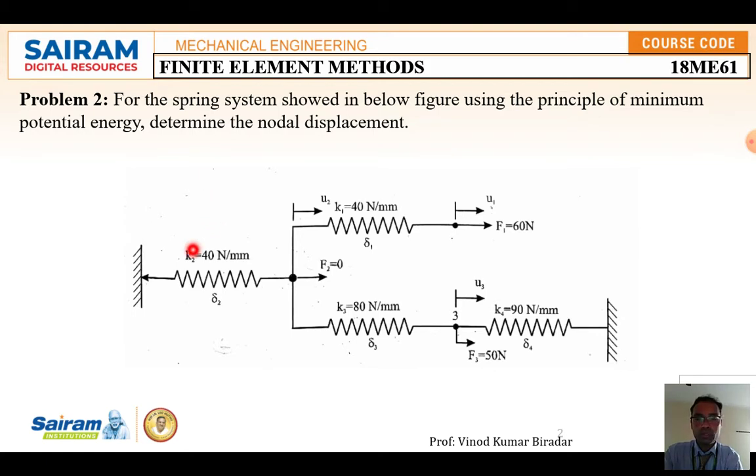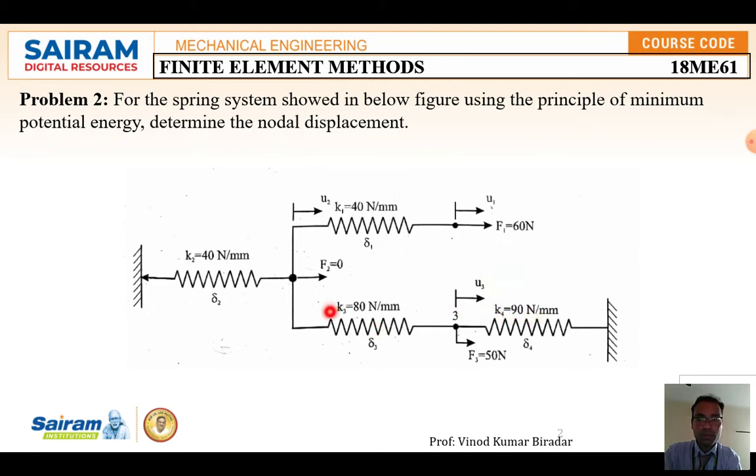Look here, first you observe the diagram. How many springs are there? Here 4 springs are there, that is k1, k2, k3 and k4. The k1 spring stiffness is given as 40 Newton per mm. Otherwise they may give it in the given data, wherever they want. K1 is equal to 40 Newton per mm, K2 is equal to 40 Newton per mm, K3 is equal to 80 Newton per mm, and K4 is equal to 90 Newton per mm.